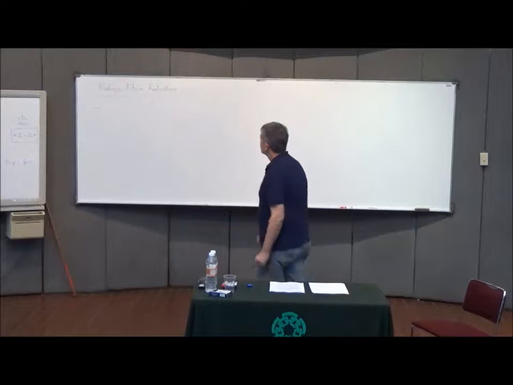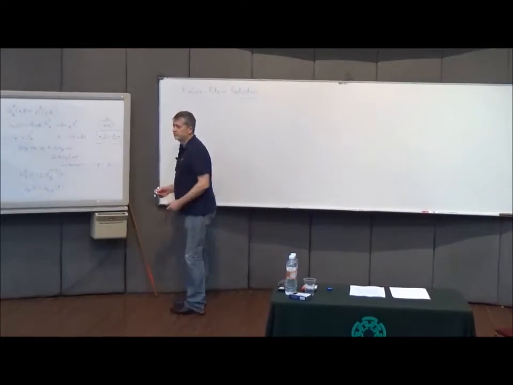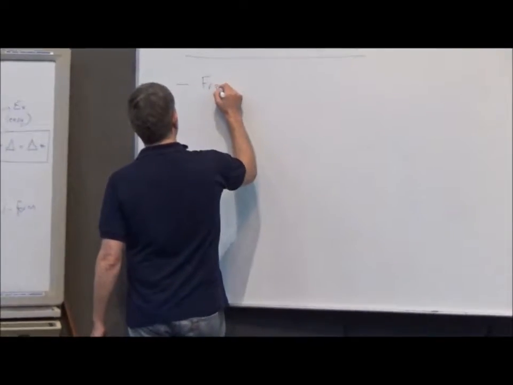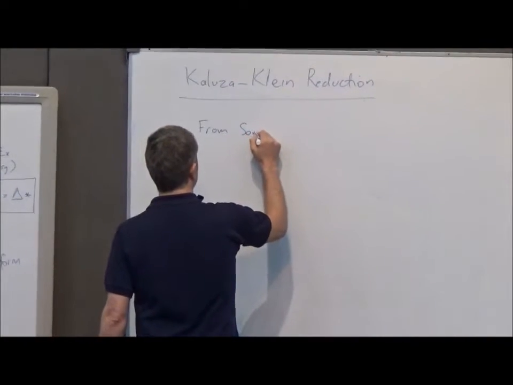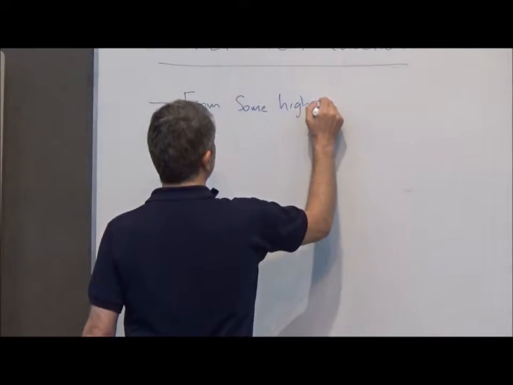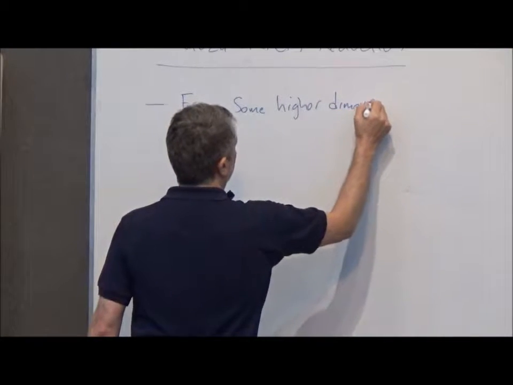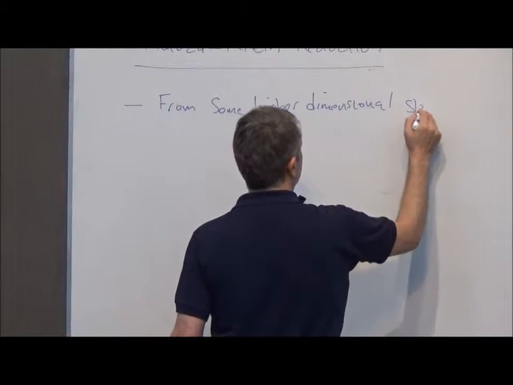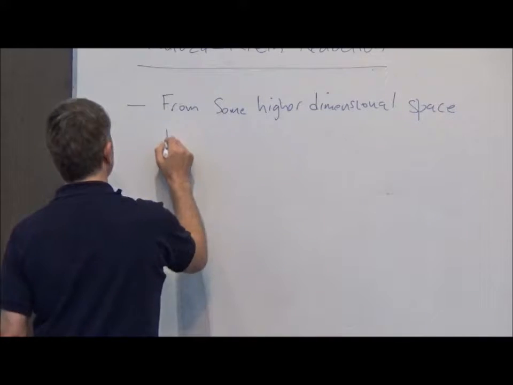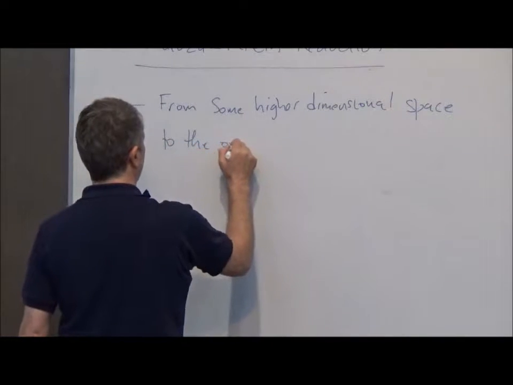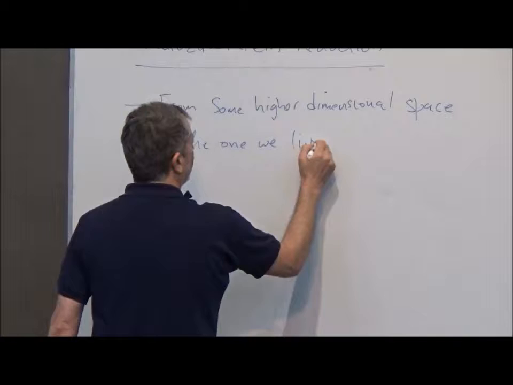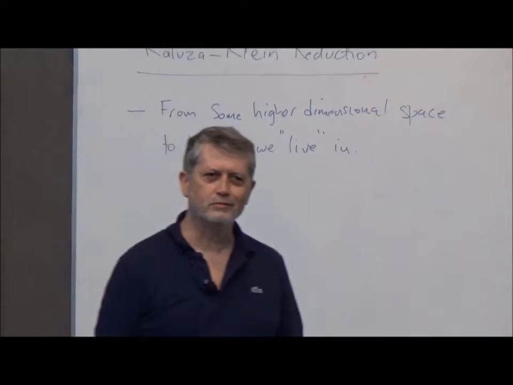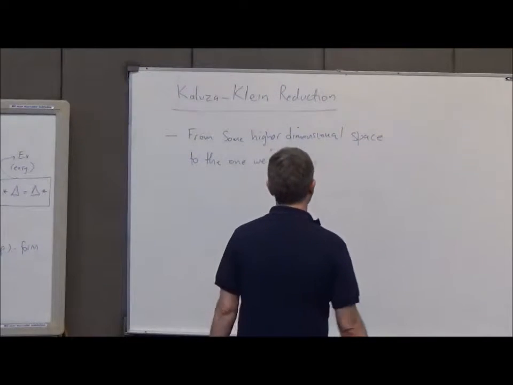So what we need is a way to get from 10 or 26 or whatever, let's do this generally, what we need is to get from some higher dimensional space to the one we live in. Of course, if the universe is 10-dimensional, then we live in that one, but I mean the 4 dimensions that we see.